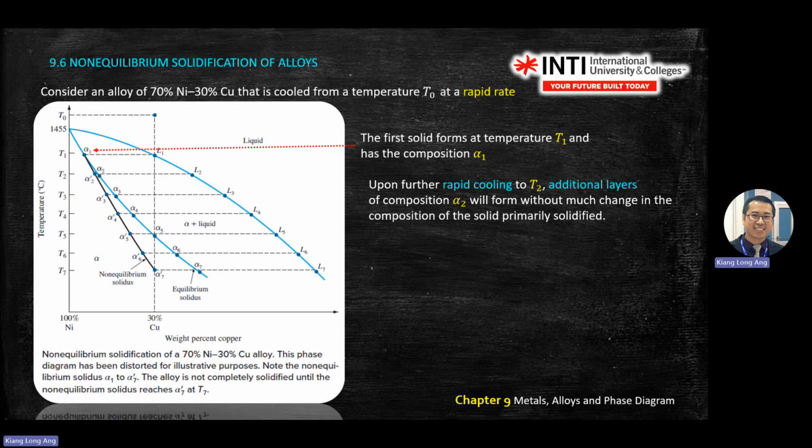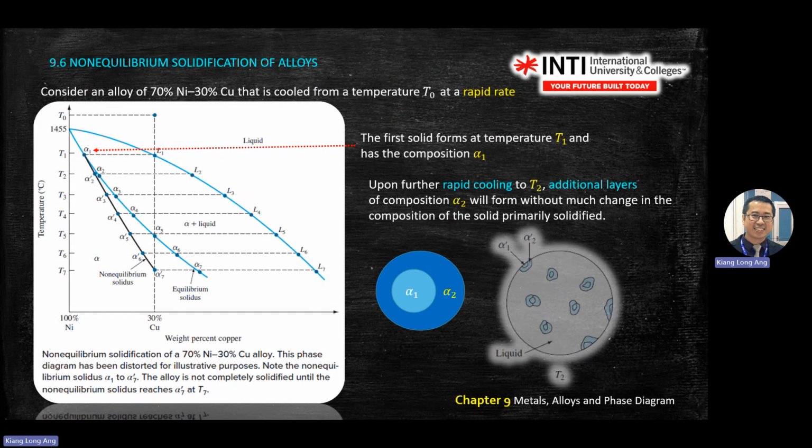So with the composition of alpha 1, when you cool down, you get another layer outside alpha 1. You will see alpha 2. It's like coating, another layer, another layer. So at temperature T2 you will see two layers, alpha 1 and alpha 2. As you drop further, you have more and more layers, and each layer has its own composition.